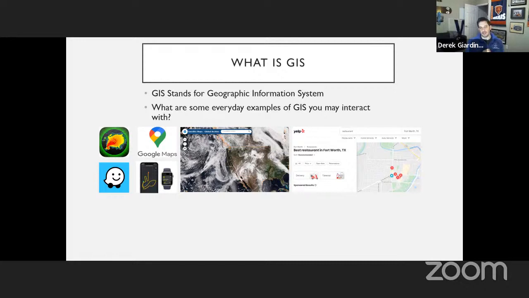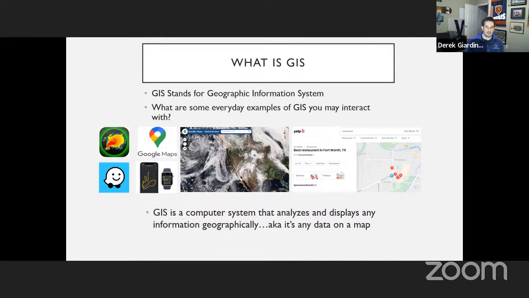Google Maps, satellites, one of the ones my friend came up with was Yelp. I go on the Yelp map to see what's the best restaurant. Well, that's a GIS map. That's what you're getting, geolocated information. And that's basically all GIS really is. GIS is a computer system that analyzes and displays any information geographically, AKA it's data on a map. It's pretty simple. If you're seeing more than just a map, it's probably some kind of GIS involved with it.